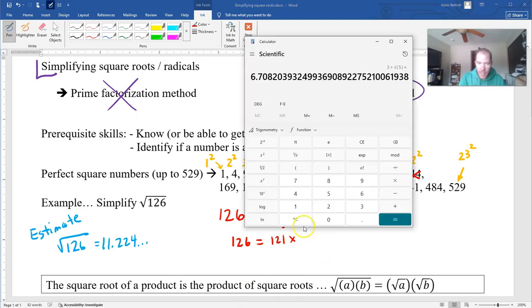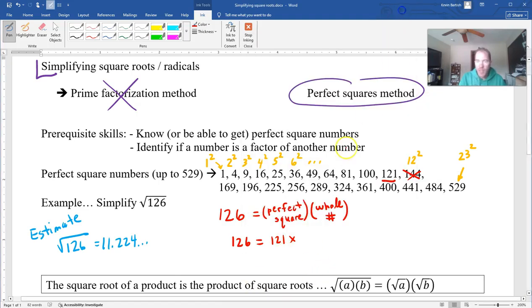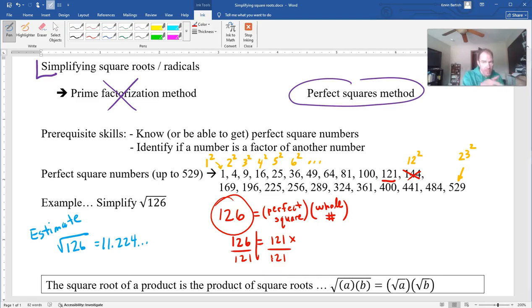I can say, all right, if I solve that, let me go back here. I'm going to divide by 121. So I think we talked about this shortcut here. We're going to take this number, 126, and we're going to divide by these perfect squares until we get a whole number. And again, I recommend start with the big number and work down. Don't start with small numbers and work up. Start with big numbers and work down.